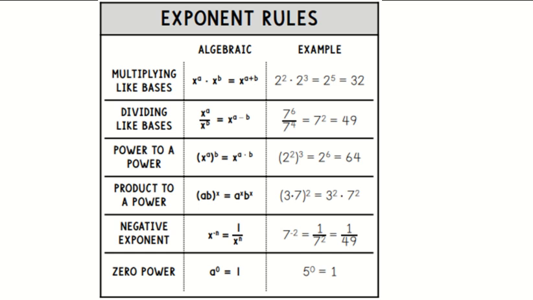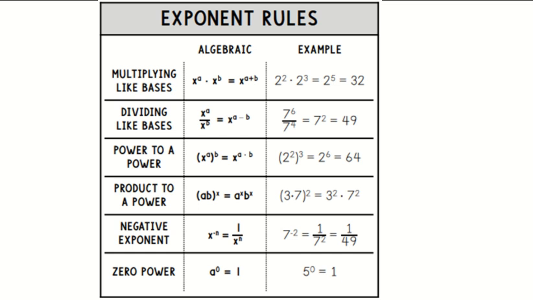When you're dividing, still keep the same base. All of this we're keeping the same base. So when we follow our exponent rules, the big number, the base, stays the same. We subtract our exponents. So if I've got 7 to the 6th power divided by 7 to the 4th power, that becomes 7 to the 2nd power, 7 squared.